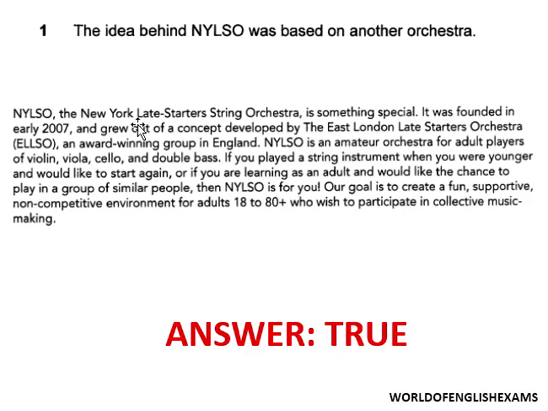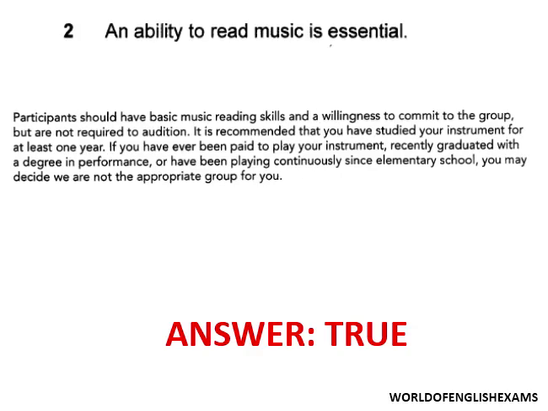Now we have already read the first 3 lines till ELLSO, that is East London Late Starters Orchestra. So my next suggestion is, for the second statement, don't start from the beginning, continue from here. Then you would find the answers in a much quicker way. So let's continue with the second statement. An ability to read music is essential. That means whoever is going to be a member of NYLSO should be able to read music, and that is very essential. That quality is required. That is the meaning.